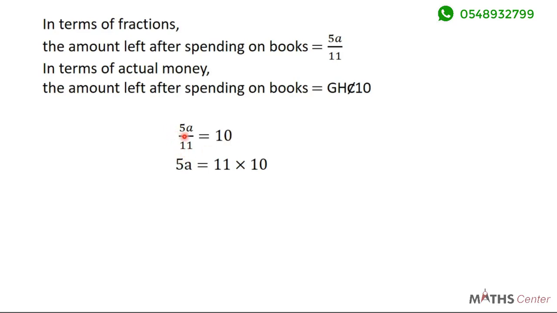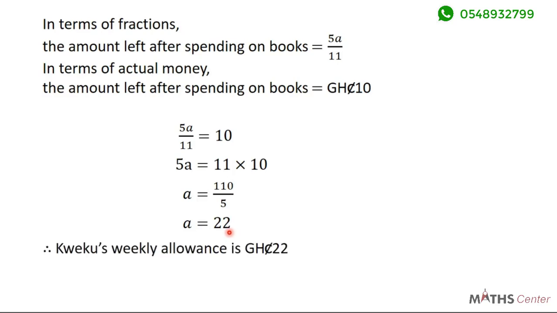So 11 will cancel 11 to give us 5a. Then from here we have 11 times 10. We divide both sides by 5, since we want to make a the subject. 11 times 10 will give us 110 divided by 5. So a is equal to 110 divided by 5, which gives us 22. So a is 22. So we can say that Kweku's weekly allowance is 22 Ghana cedis, since a is Kweku's weekly allowance.